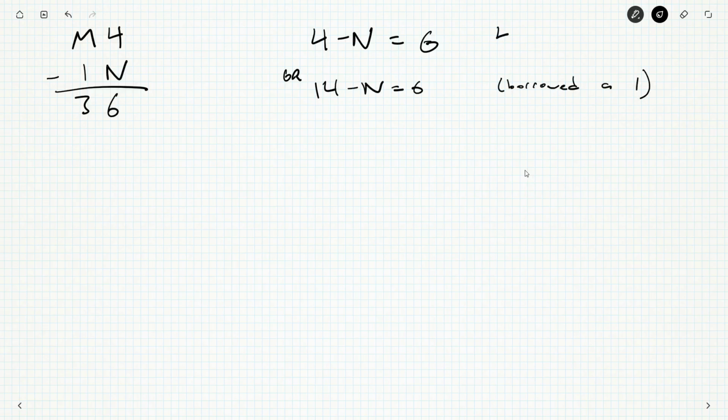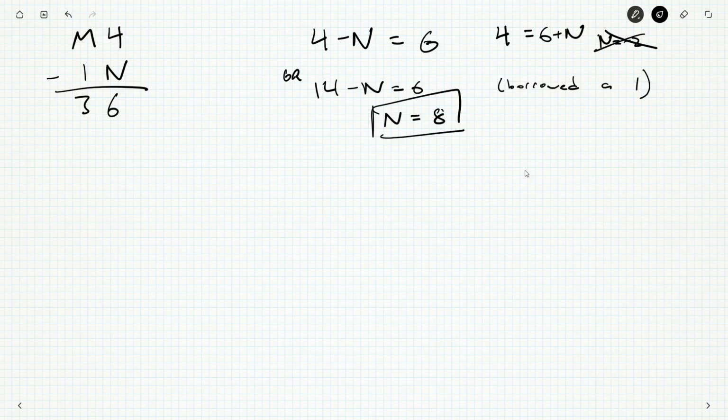Well, if we rearrange, we get 4 is equal to 6 plus n. If n's a single digit, you can't, because it has to be non-negative. With 6 plus something being equal to 4, n would have to be negative 2. So that can't happen. So we have to have the other situation, 14 minus 6 is n. You'd be all set there. So n is going to have to be 8.